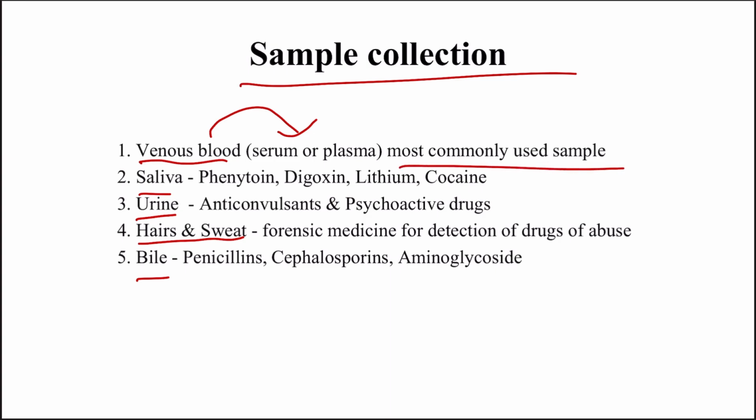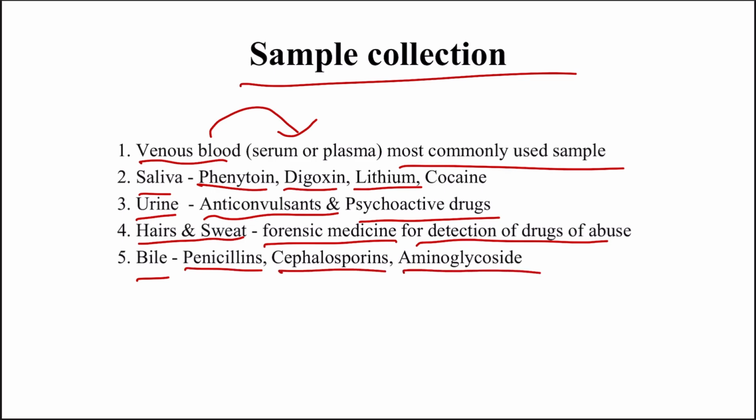In saliva, we can measure the concentrations of drugs like phenytoin, lithium, and digoxin. Urine is used in the case of anticonvulsants and psychoactive drugs. Hair and sweat are used in forensic medicine for detection of drugs of abuse. Bile is used to look for the presence of drugs like penicillin, cephalosporins, and aminoglycosides. So these are the different types of samples which we can use for therapeutic drug monitoring.